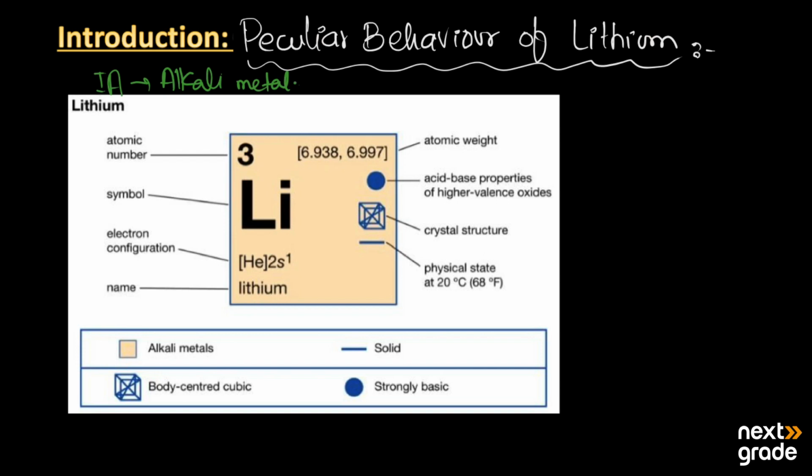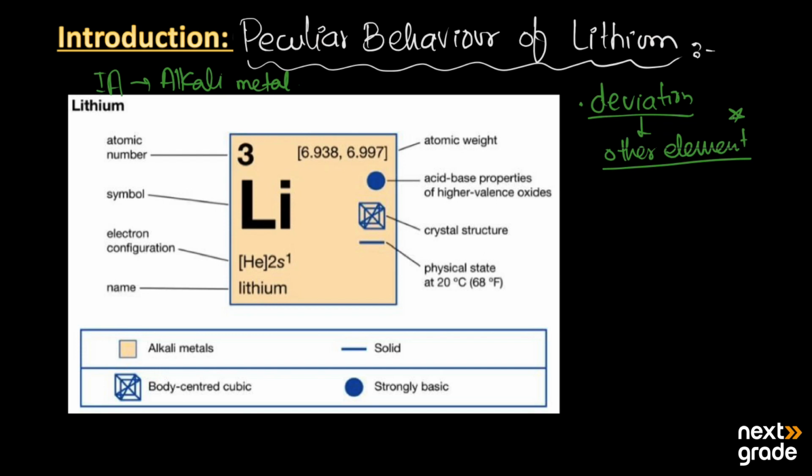Peculiar behavior means some properties are just different from the other alkali metals, because it is the first element of group 1A. So it is the main element of the group, and it marks some deviation from the regular trends of the group. So in this lesson, we will study its deviation from the properties of the other elements, or in turn, its anomalous behavior.